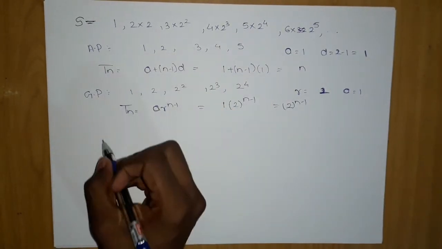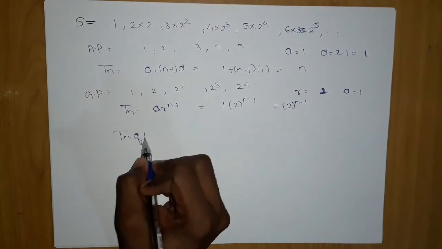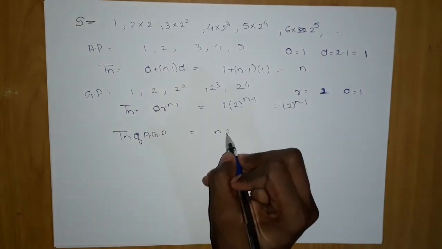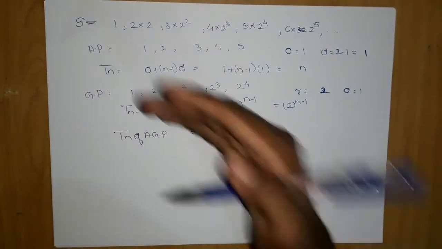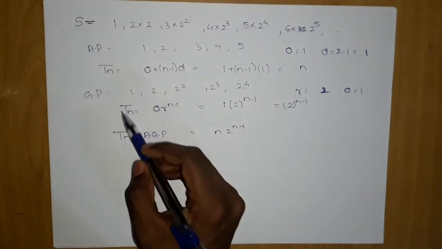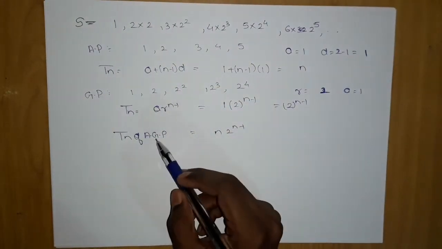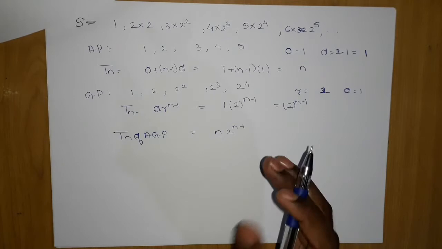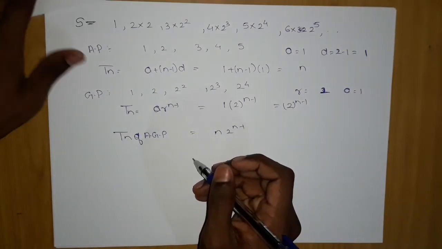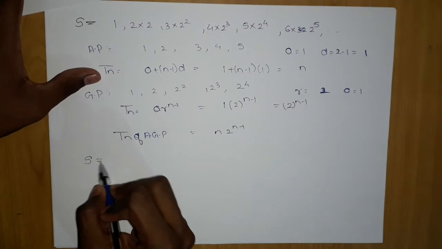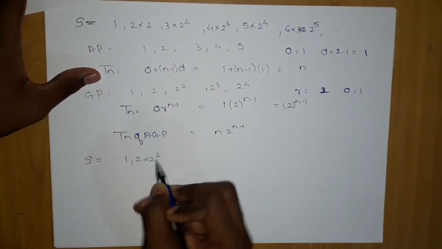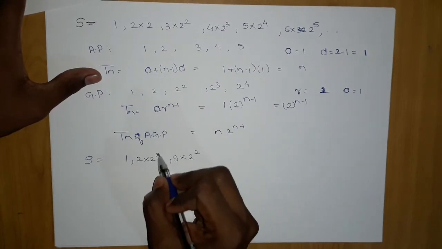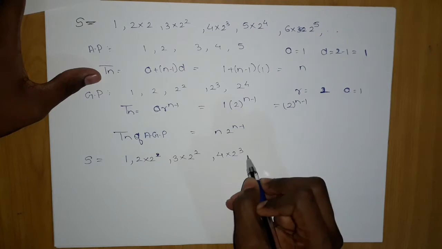Now if I multiply this, what do I have? Tn of the AGP, please write AGP, otherwise you will get confused between them. The AGP is nothing but n into 2 power n minus 1. Similarly you can find Tn minus 1 of the AP, of the GP, and of the AGP, but there is no need. You can solve this problem by the Tn term of the AGP. Further on, let's again write the sequence: 1 into 2, 2 square into 3, 2 square into 4, 2 cube, and so on.